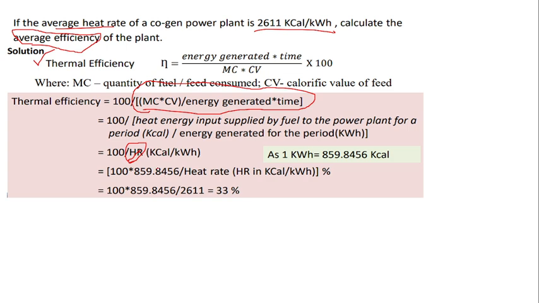So now we should calculate the thermal efficiency. Efficiency is normally unitless, and it is written in percentage. For that, this HR is given in kilocalories per kilowatt hour. To convert the kilowatt hour to kilocalories, you have to multiply it with 859.8456. So you will obtain the value of 33%. Kilocalorie and kilocalorie will get cancelled after converting the unit. Finally, you will obtain the thermal efficiency. Okay, is that clear?